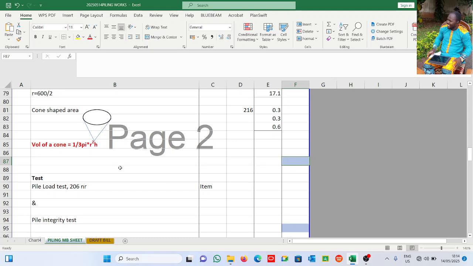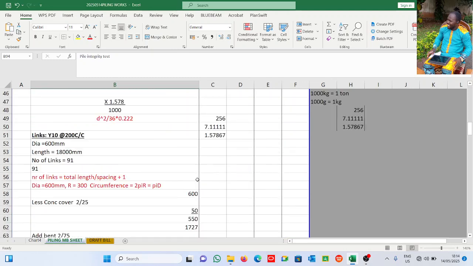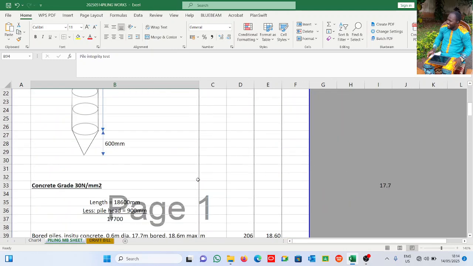Now the test, of course, you need to test your pile. After the pile and everything has been done, you need to test before you start making your pile cap and continue with your work. So you need to do a pilot test for 306 number bored piles. Then you need to do an integrity test also, to determine the integrity of the piles to carry the load that is coming on them, and also the load test. This is basically how you measure piling works.